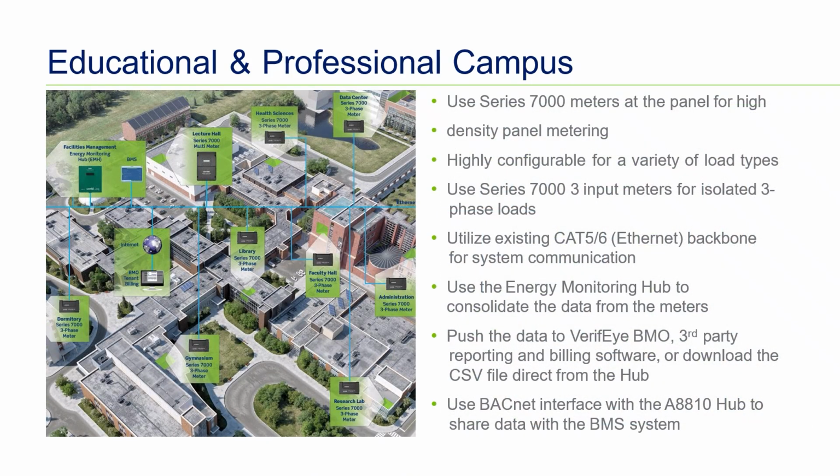Use the Series 7000 meters at the panel for high-density panel metering for a variety of different load types. Use Series 7000 3-input meters for isolated three-phase loads. Utilize the existing Cat5, Cat6 Ethernet backbone for system communication. Use an energy monitoring hub like the EMHXD or A8812 to consolidate the data from the meters. Push the data to VerifEye BMO third-party reporting and billing software, or download the CSV file direct from the hub. Use the BACnet interface to share data with the BMS system.